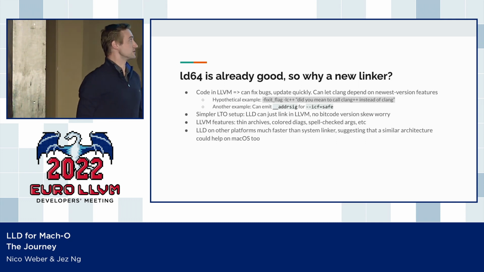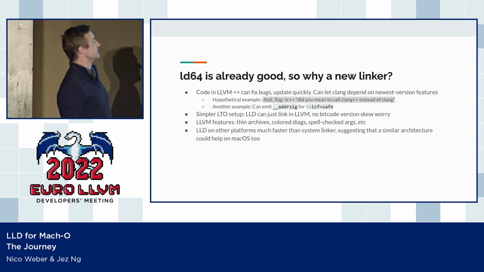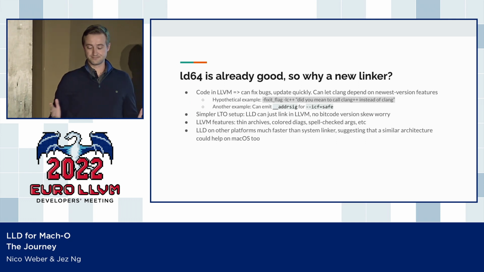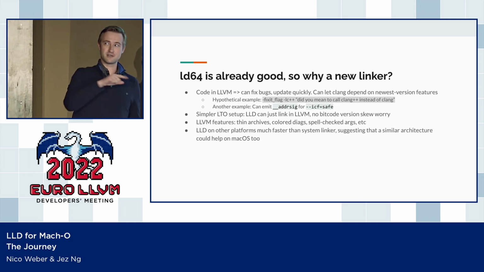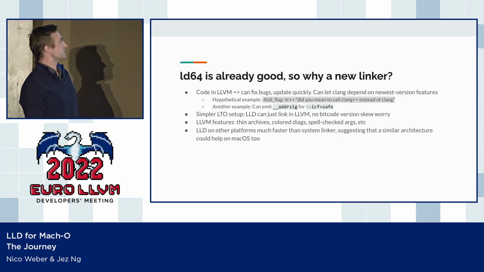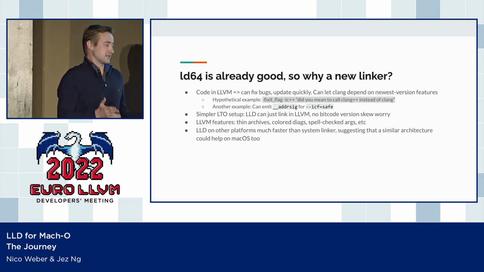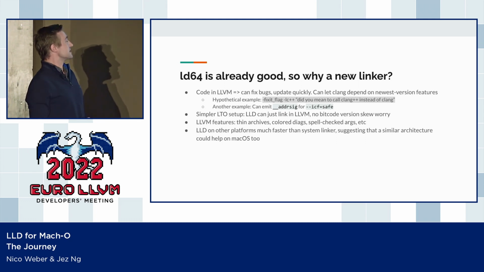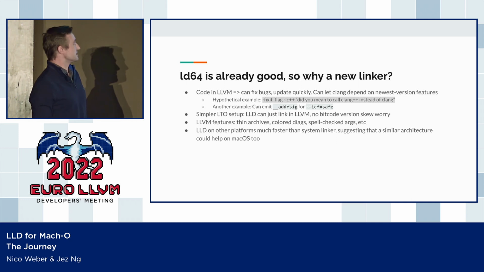Another example is if you want to do safe identical code folding, you need this address significance table that stores the names of all the functions that have their address taken. And there's a pending patch to add that for LLD, actually. If the compiler and the linker are at the same version, that's easy to do. You don't have to add it to the linker, then wait and do difficult dances. On the same note, LTO is much easier.